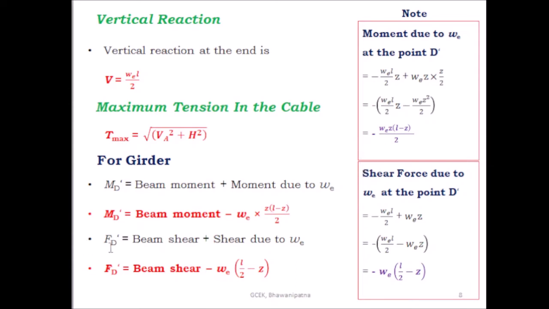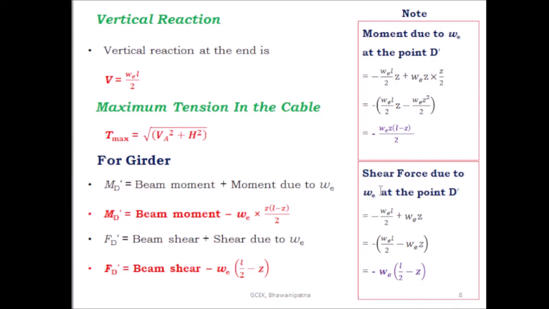Similarly, the shear force at D dash, you can find out by taking the beam shear and the shear due to the equivalent uniformly distributed load. So FD dash is equal to the beam shear. This is the shear due to the equivalent uniformly distributed load. So here this is calculated. Here the detailed expression is given.